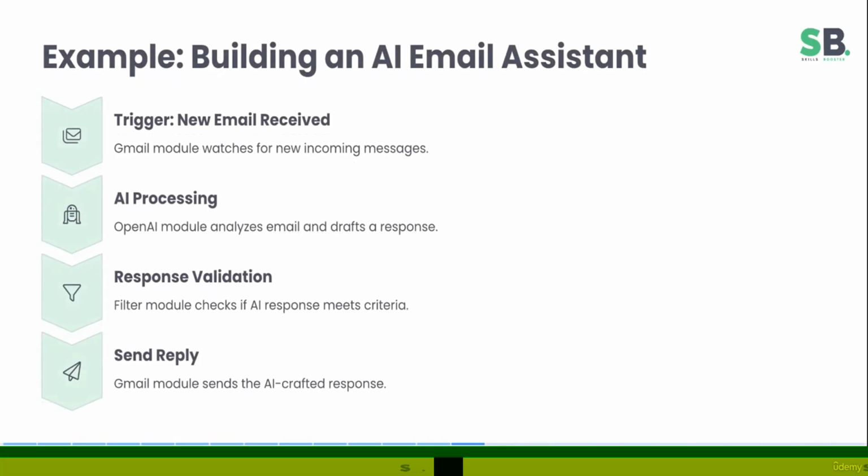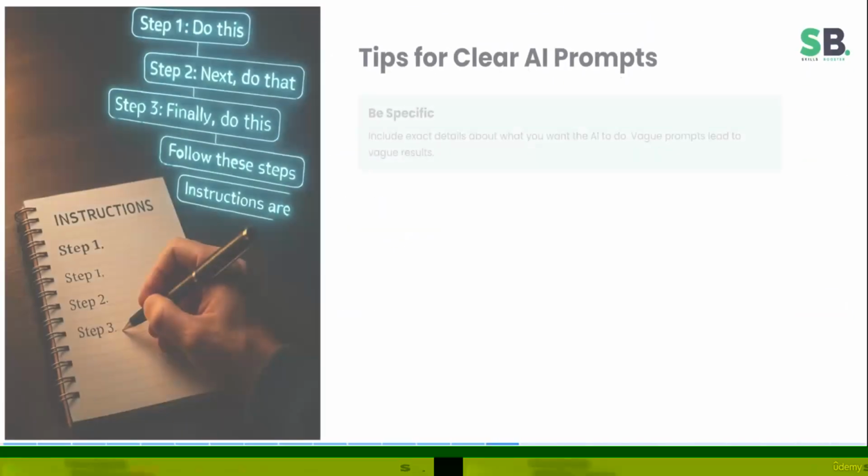Example, building an AI email assistant. Trigger: a new email received. The Gmail module watches for new incoming messages. AI processing. The OpenAI module analyzes the email and drafts a response. Response validation. A filter module checks if the AI response meets criteria. And we send the reply. The Gmail module sends the AI-created response.